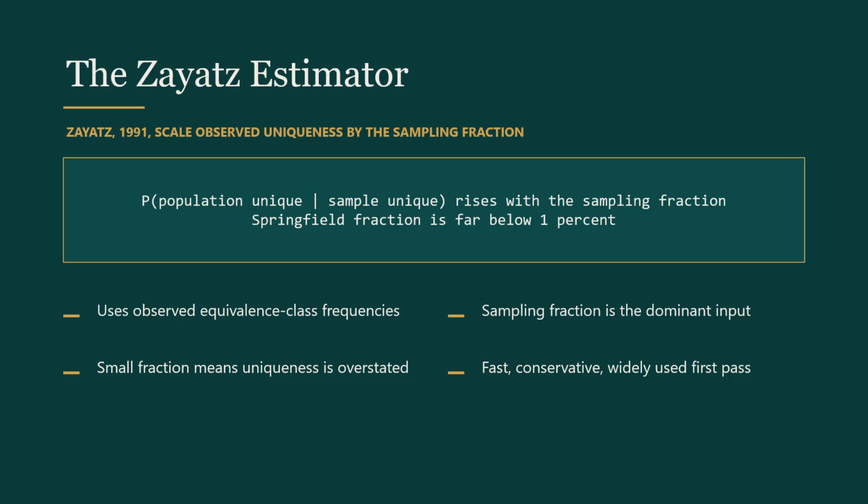What Zayats gives you is speed and a defensible first pass, and what it costs you is precision, because it leans on a simple proportional relationship rather than modeling the full shape of the class size distribution. Use it as a screen. If the Zayats style estimate already says your risk is not small, you have your answer and you go mitigate. If it says the risk is borderline, you escalate to a model that takes the distribution seriously, which is the next slide.